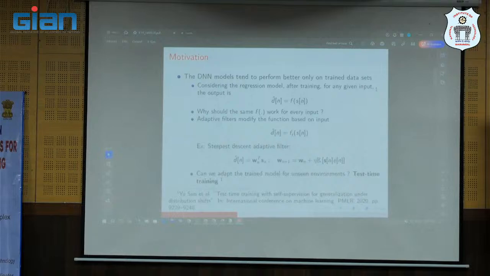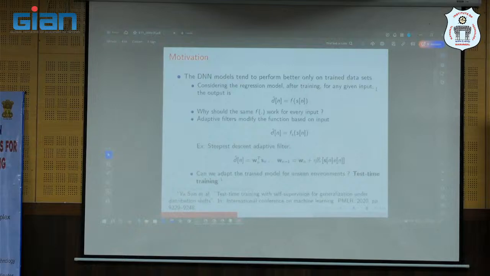And the main takeaway from this adaptive filter is that we are changing the weights depending on the input. So why can't we do it for neural networks also, right? In current neural network models, the input is s of n, the noisy speech signal, and d hat of n is the enhanced signal. We use a fixed f, which represents a neural network here, and we wanted to change it based on the input. So now I'm making it a function of s, right? That is the change that we wanted to make. And how can we do this? That is the question that we are asking.